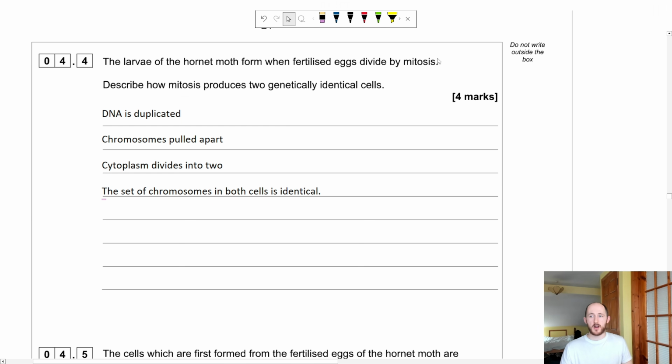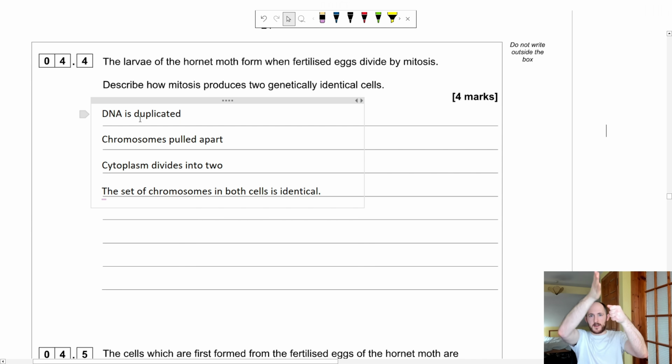There are 6-mark answers, so some of you may have seen the 6-mark answer where you have to go into a bit more detail. So make sure you memorize the 4-mark version and the 6-mark version, and that's it. So again, think about it. DNA duplicates, chromosomes pulled apart, the cytoplasm divides down the middle. There are now 2 identical cells.